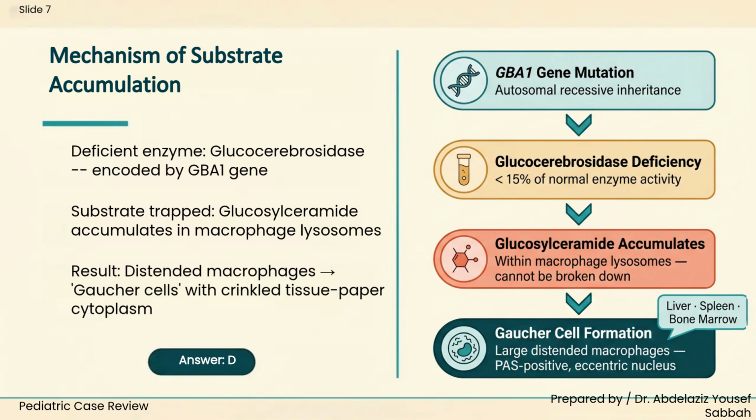The deficient enzyme is glucocerebrosidase, encoded by the GBA1 gene, and the condition is inherited in an autosomal recessive pattern. The normal job of this enzyme is to break down glucosylceramide. When it is deficient, this substrate becomes trapped and accumulates inside the lysosomes of macrophages. The macrophages become large and distended, forming the characteristic Gaucher cells, which have an eccentric nucleus and a crinkled tissue paper appearance of the cytoplasm. These cells then accumulate in the liver, the spleen, and the bone marrow, which explains the clinical features of the disease.